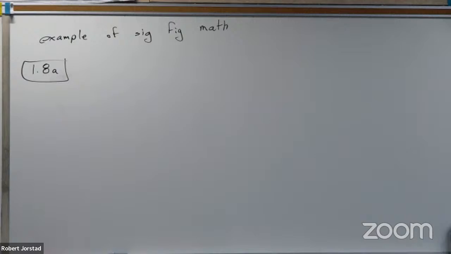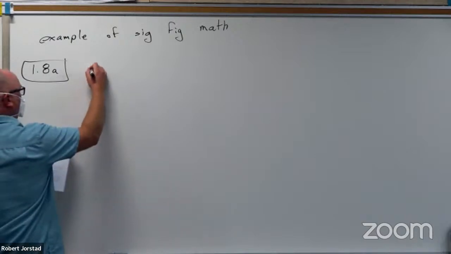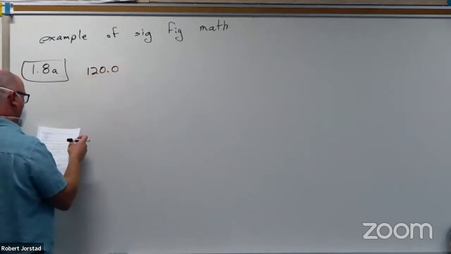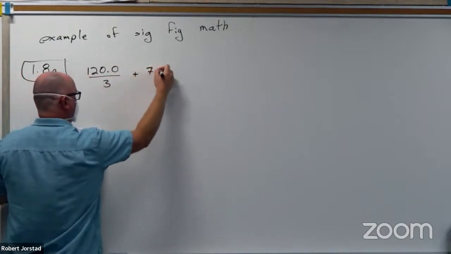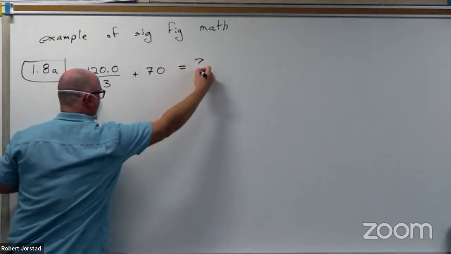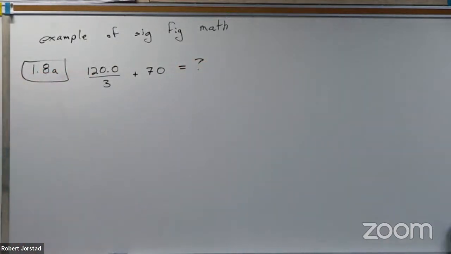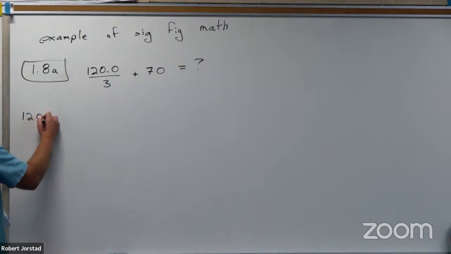it says 120.0 divided by 3 plus 70 equals 1. Now, obviously, you could punch this into your calculator and get it no problem, right? Piece of cake. But what I want to do is try and use the sig fig rules. In particular, let's identify these numbers.